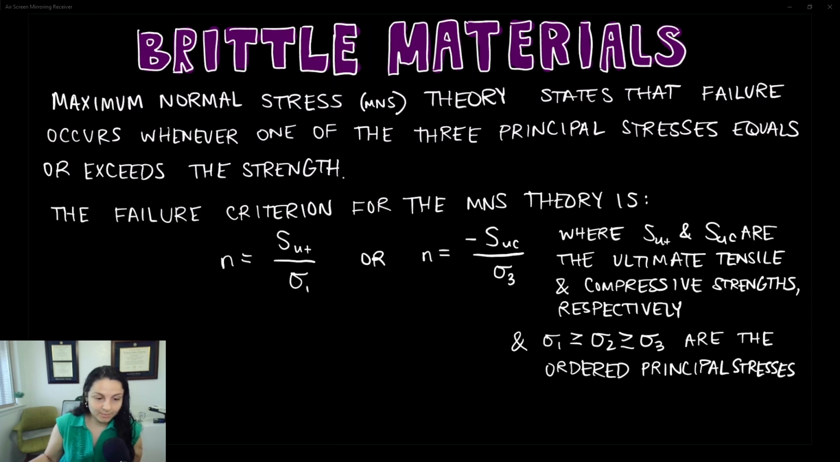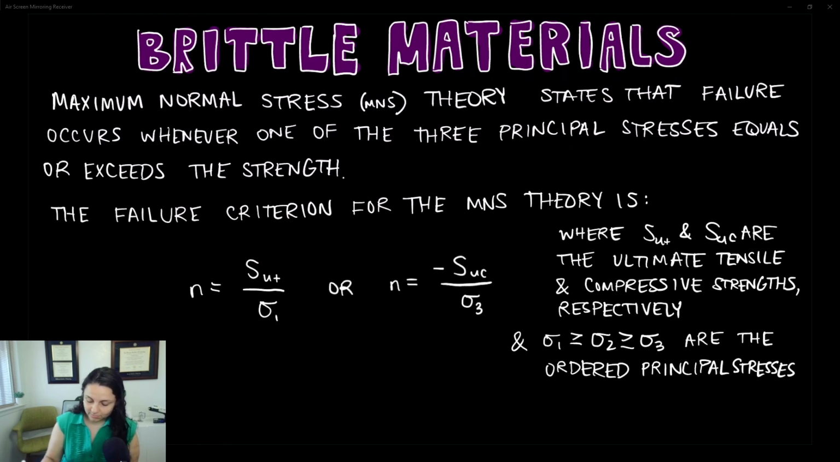And remember that we are always going to order our principal stresses from greatest positive stress to greatest negative stress. So our failure criterion again is going to be either the ultimate tensile strength divided by sigma 1 for our safety factor, or the negative of the ultimate compressive strength divided by sigma 3. And whichever one gives you the lower safety factor, of course, is going to be your overall safety factor for your design.